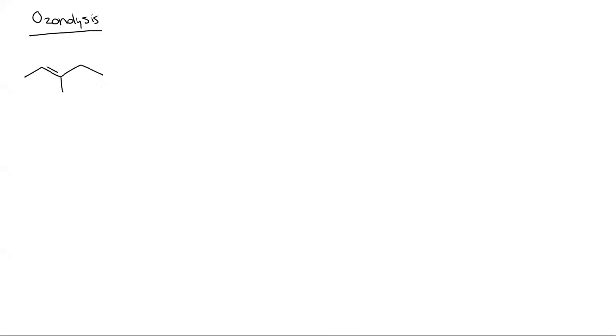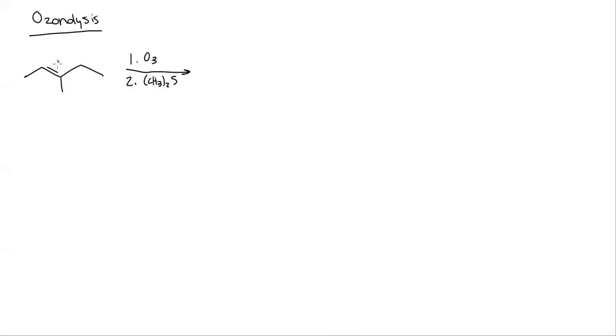So let's take a look at this one. We cleaved this one earlier. With ozonolysis, my first step is O3, which is ozone. And my second step is CH3 2S, which is dimethyl sulfide. So ozone with dimethyl sulfide.